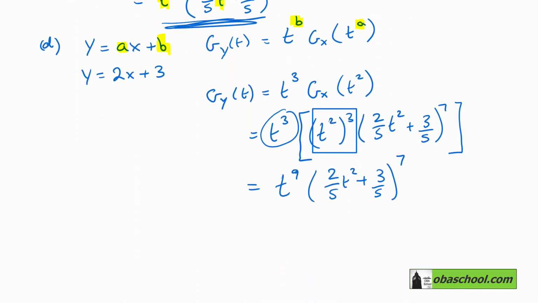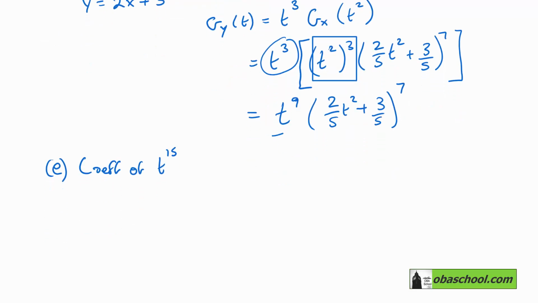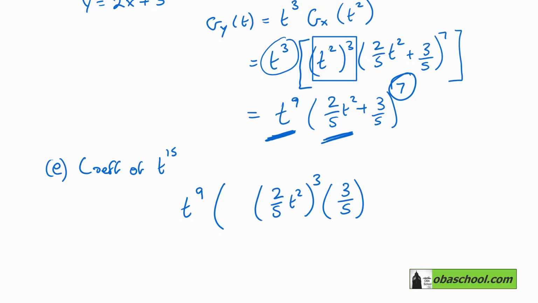So in part E, we want the coefficient of t to the 15. Since we already have t to the 9 in front, we're going to want t to the 6 from inside here. Well, I'm going to think about the t to the 15, including that t to the 9. And then if I want t to the 6 from inside, that means I need 2/5 t squared to be cubed. And if that's the case, with this being a power of 7, we need to have the 3/5 to the power 4.